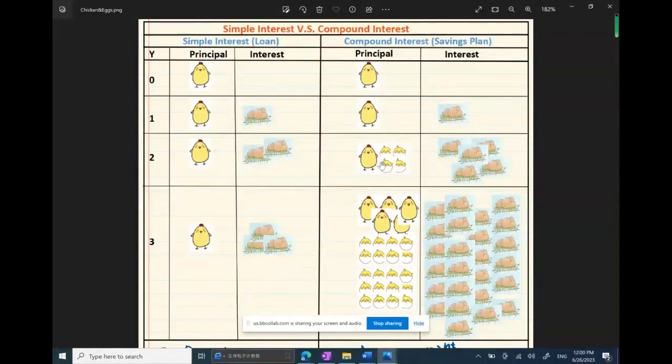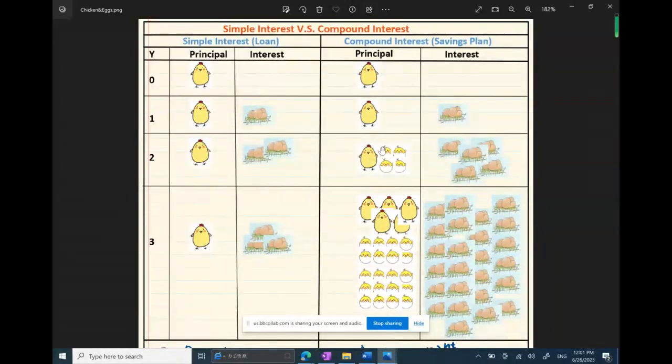During the second year, because every chicken has the ability to produce 4 eggs, those 5 chickens will give you how many eggs? 20 eggs, right? So by the end of the second year, you will have 20 eggs. And those 20 eggs will not stay as eggs. Those eggs will be quickly turned into chickens again. So at the beginning of the third year, your principal is not those 5 chickens anymore. Instead, you're gonna have 25 chickens. Those chickens are your new principal.